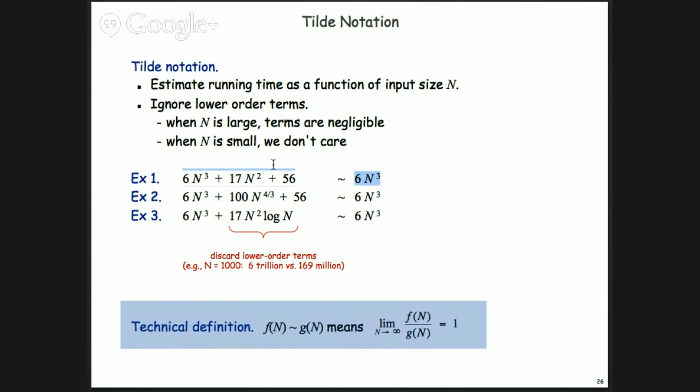So all three of these formulas are really the same as 6n cubed. And that's why we use the Tilde notation to mean roughly the same as. And how we find it is by simply throwing away the lower order terms. So f(n) is roughly the same as g(n) really means that if I divide them, then eventually they come out to 1 in the limit.